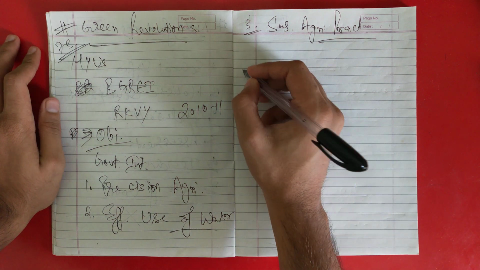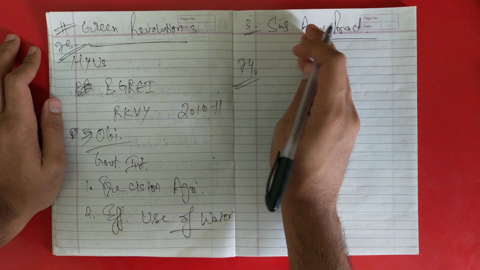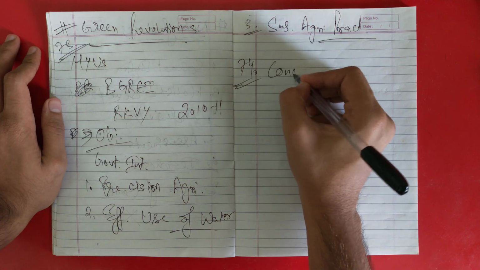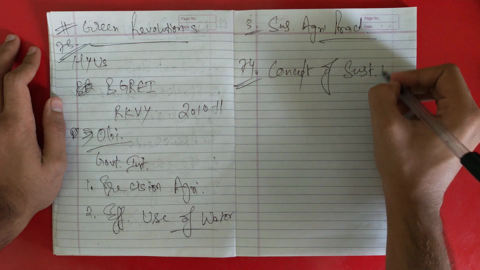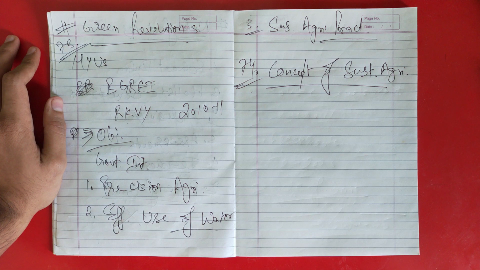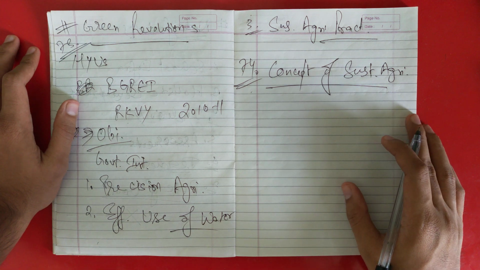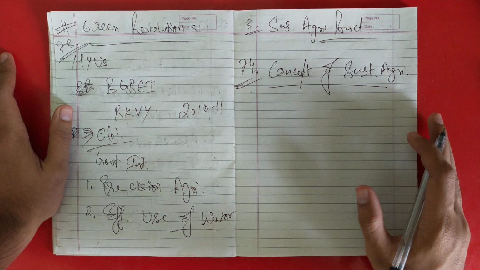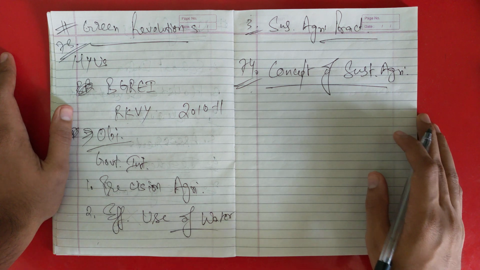So in this class, the 74th lecture, we are going to study the concept of sustainable agriculture. First of all, agriculture is a broad term encompassing all aspects of crop production, whether food and fiber, livestock farming, fisheries, forestries, etc.